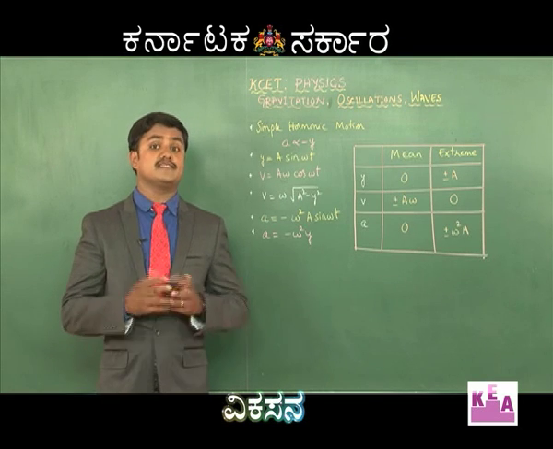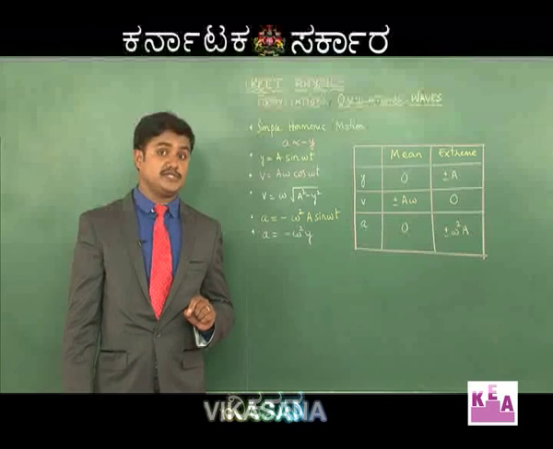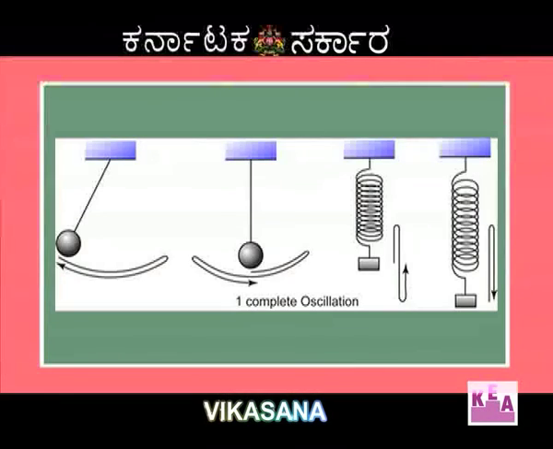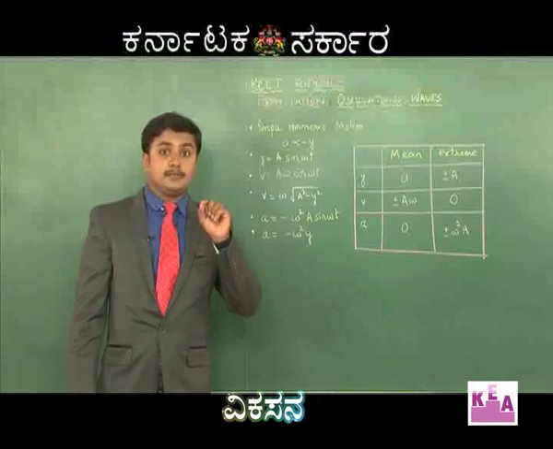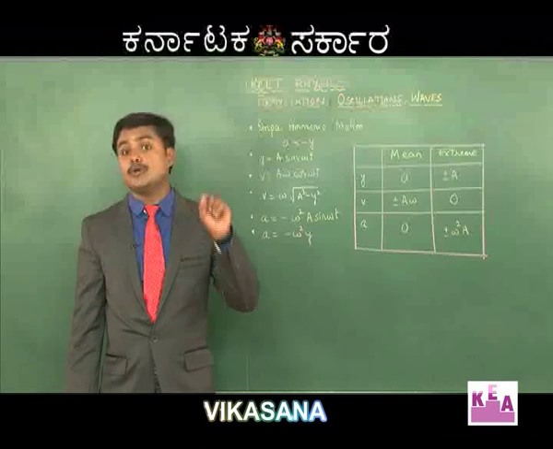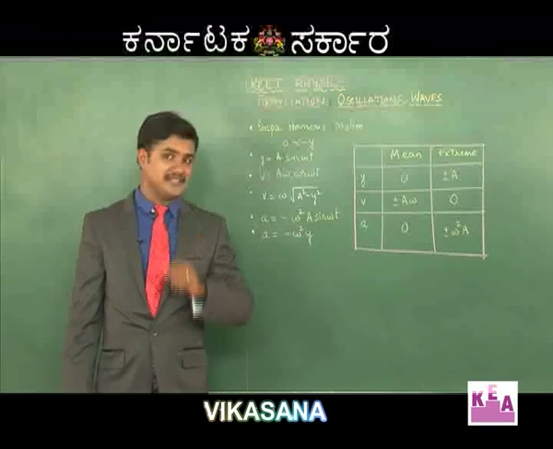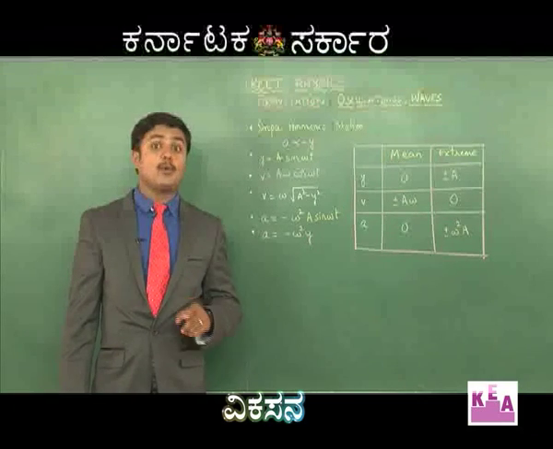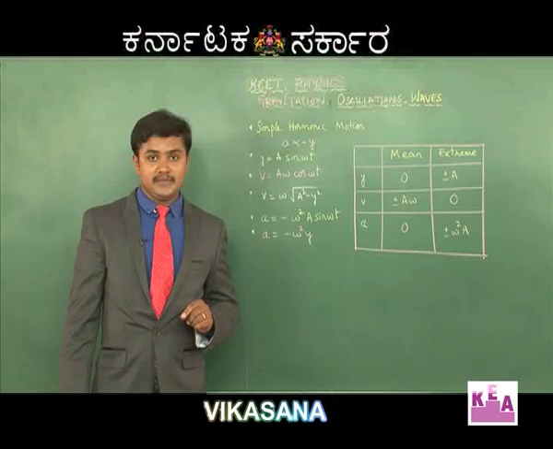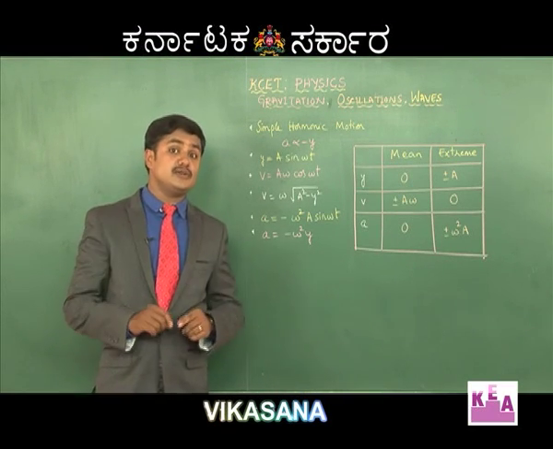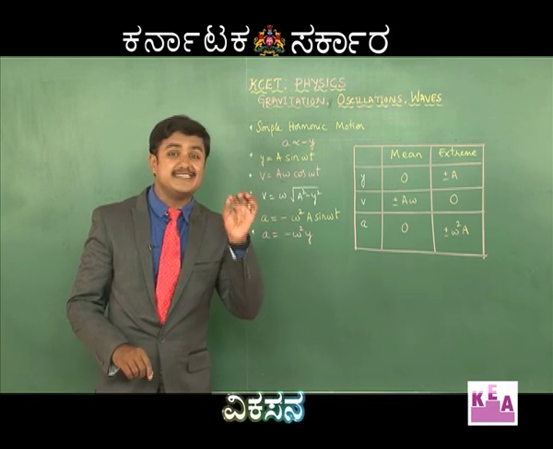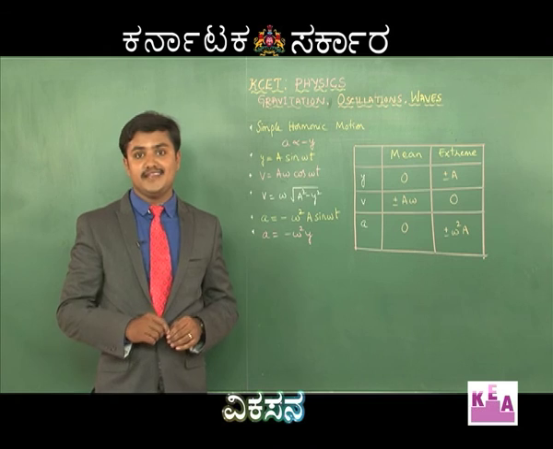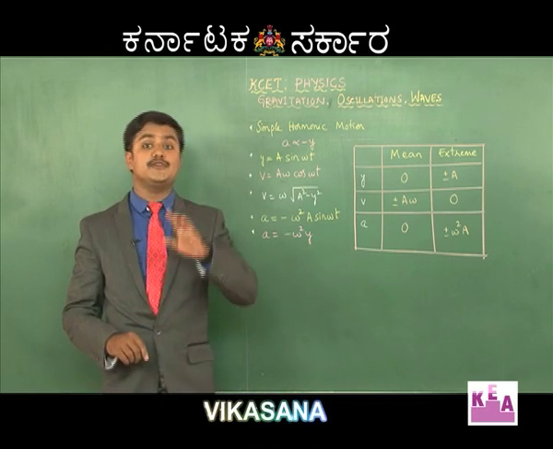Dear students, now let us discuss some of the very important concepts and questions from oscillations. The chapter oscillation starts with simple harmonic motion, which is the simplest kind of oscillation. The motion is said to be simple harmonic motion or SHM, provided two conditions are satisfied. Condition number one is the acceleration of the particle is directly proportional to its displacement. Condition number two is acceleration is always opposite to displacement.